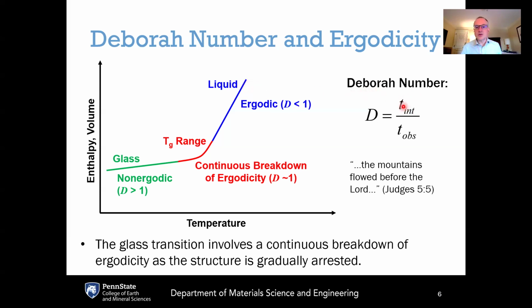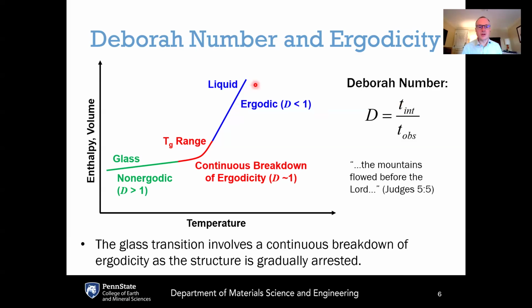And so this internal time scale is small compared to the external observation time scale, which means that the Deborah number is less than 1. And that implies ergodicity. That implies that the system is ergodic because any of the time average properties that we take are going to be done for the fully equilibrated system. And so if you compare the time average of properties to the ensemble average, you would get the same number.